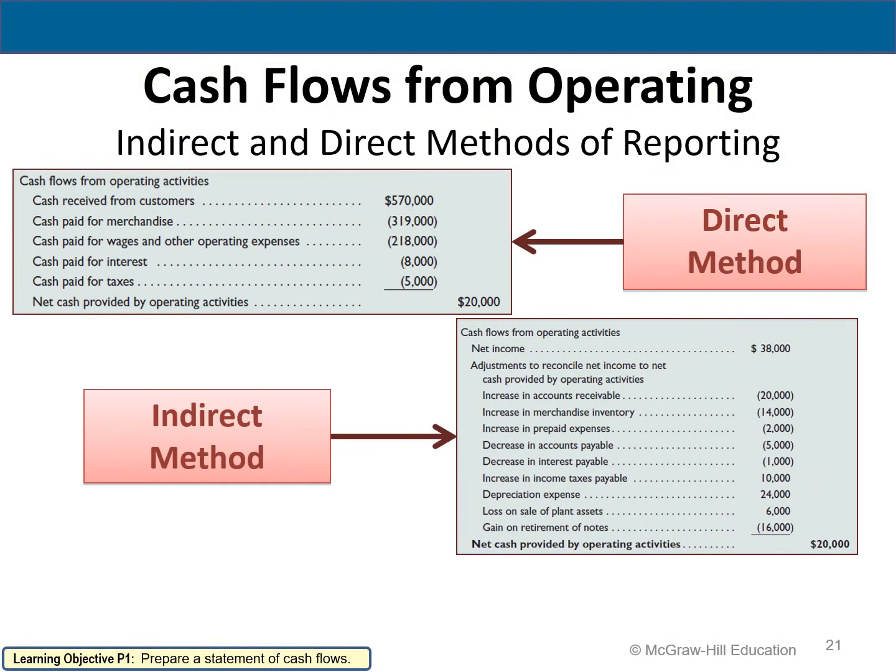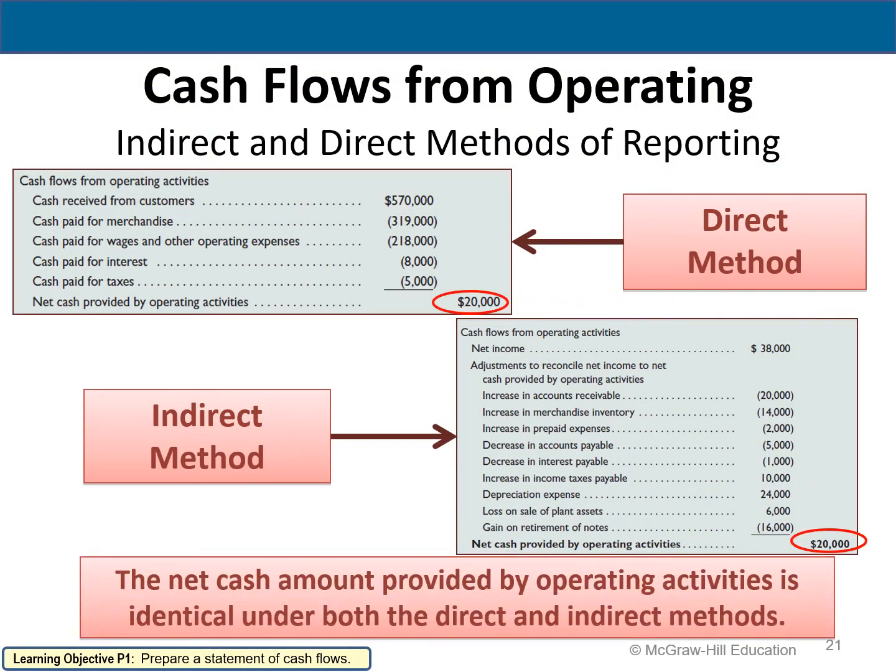All right, so cash flows provided by or used in operating activities are reported using one of two methods. You can prepare the cash flow statement either using the direct method or the indirect method. The methods really only apply to the operating activities section. So the financing and the investing are the same either way you choose.